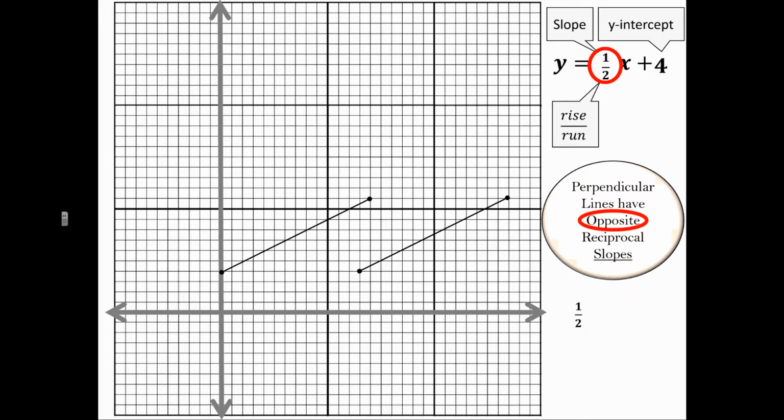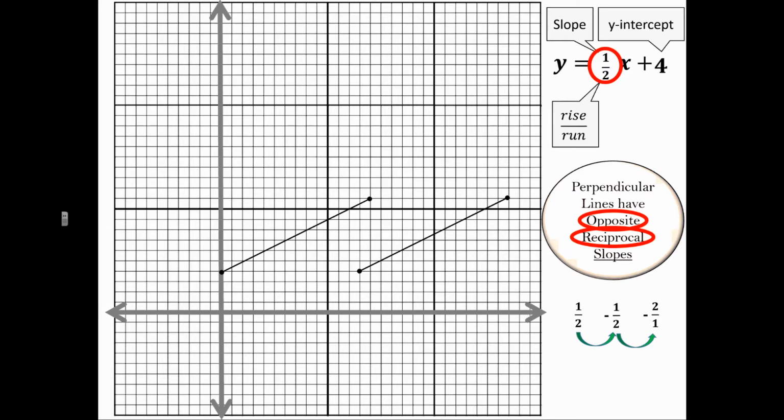So if it's a positive 1/2, it becomes a negative 1/2. That was opposite. Reciprocal means we flip the fraction. So a negative 1/2 becomes a -2/1. So opposite reciprocal means flip the sign, flip the fraction.